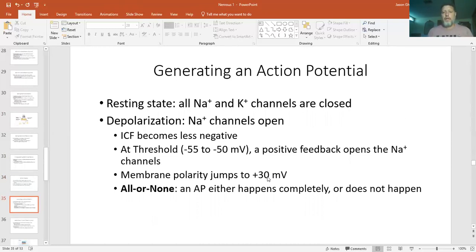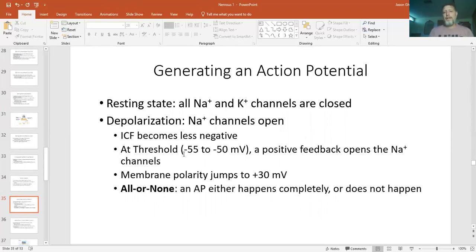So again, in a resting state, we have sodium on the outside, potassium on the inside, and these channels are closed. To depolarize, we have to open the sodium channels, okay? Now what happens is sodium comes into the cell. So we're moving positive ions inside the cell. And remember, the inside is negative. So if we're moving positive ones inside, it becomes less negative.